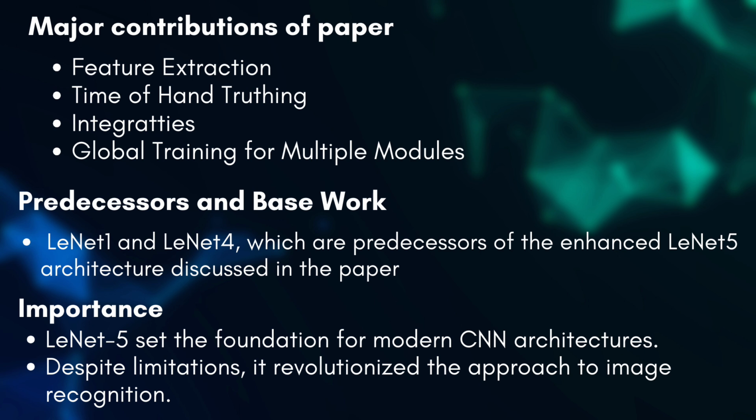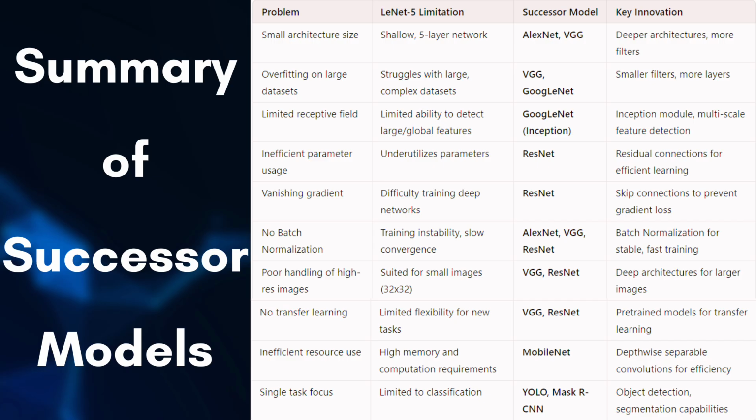So, what makes this paper so important? It not only solved fundamental problems in feature extraction, segmentation, and manual labeling, but it also introduced a way to unify the entire process. The techniques presented here laid the groundwork for modern CNN-based systems that are used in everything from self-driving cars to medical imaging.